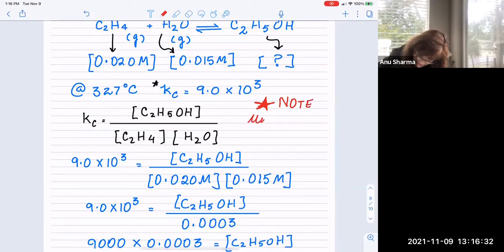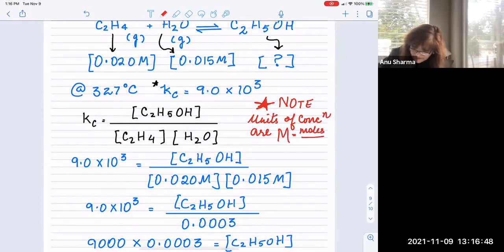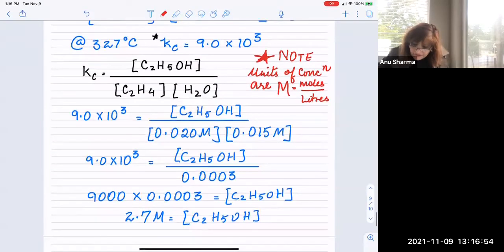Okay, and remember that the units of concentration, a very important note: the units of concentration are molarity, that is moles over liter. And then the concentration is always shown as square brackets. So square brackets.